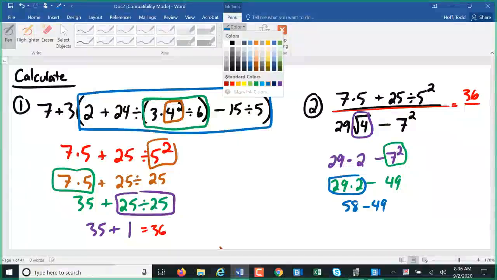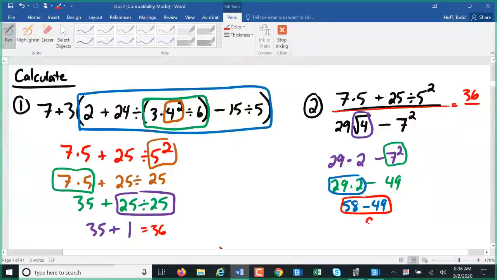58 minus 49 is 9. 36 divided by 9 is 4. So the answer to that one is 4. Any questions there?